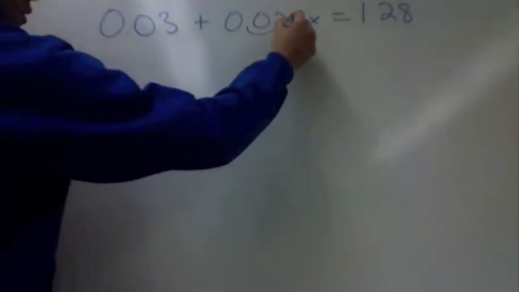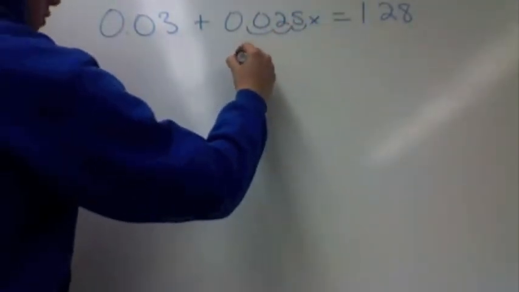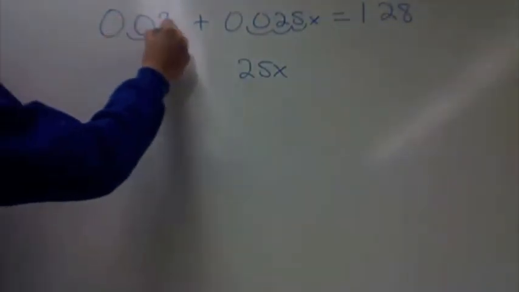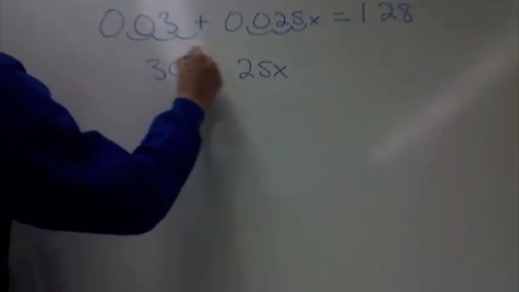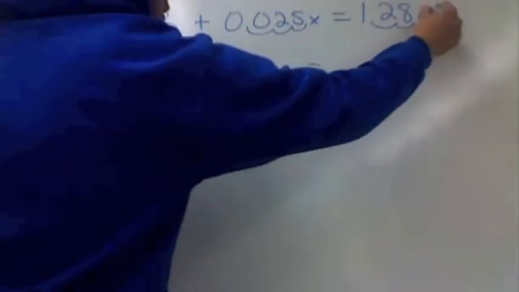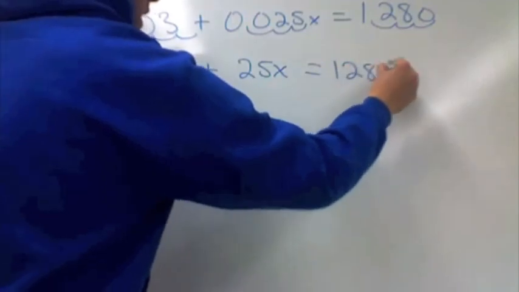So question number 10 is 0.03 plus 0.025x equals 1.28. And as we saw in the last test, we can do something to make this a lot simpler, so that we're not dealing with the decimals. What we're going to do is try to get these into whole numbers. So we're going to move this decimal over 1, 2, 3 places to give us 25x. Now we've got to move this one over 3 decimal places, 1, 2, 3. So now we have 30 plus 25x equals, move this one over 3 places, 1,280.